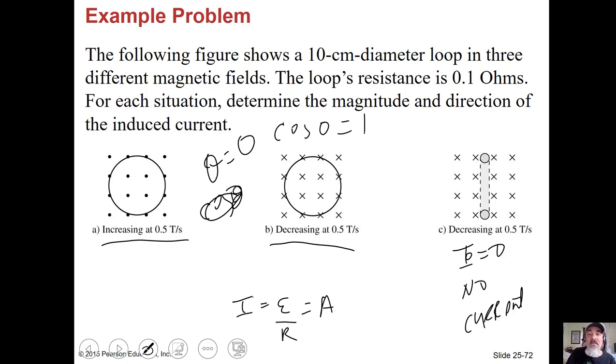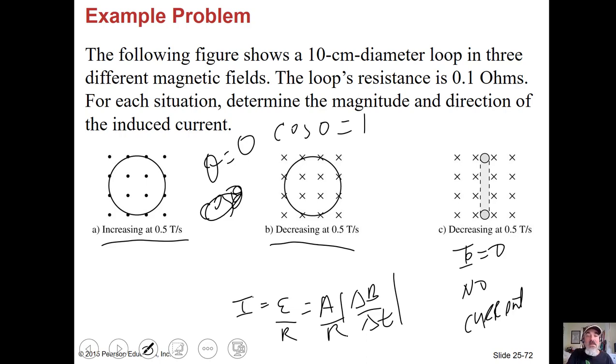The area vector is perpendicular to the loop, and the magnetic field is perpendicular to the loop. There is no angle between them. Here's where you actually get the maximum flux. So the A part's not changing; I'm just writing it there. It's the changing magnetic field part, delta B over delta T. And then don't forget the R.